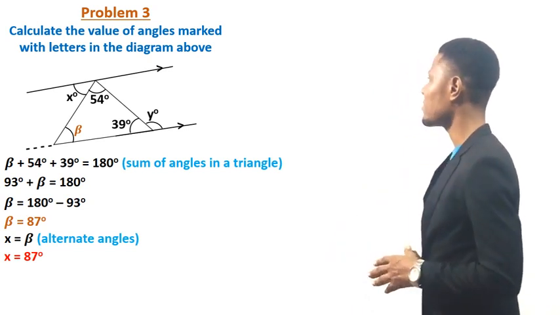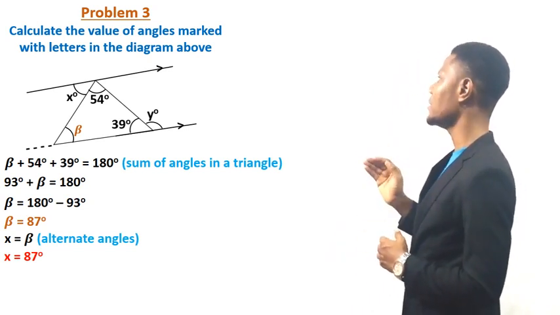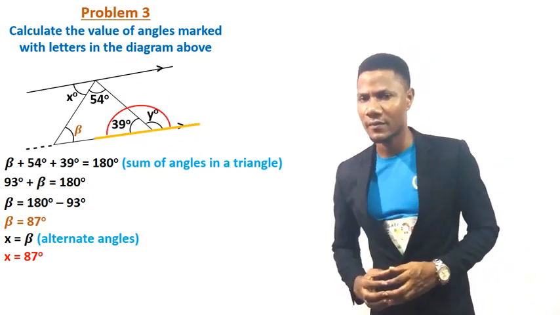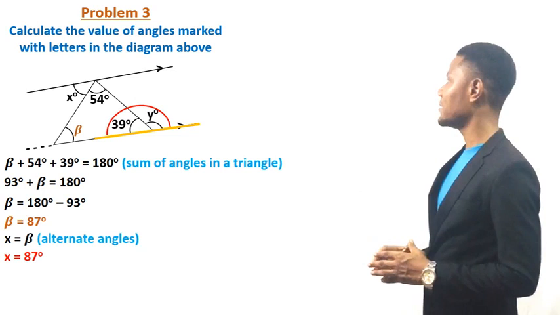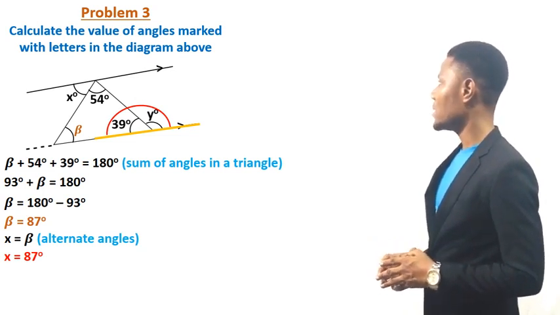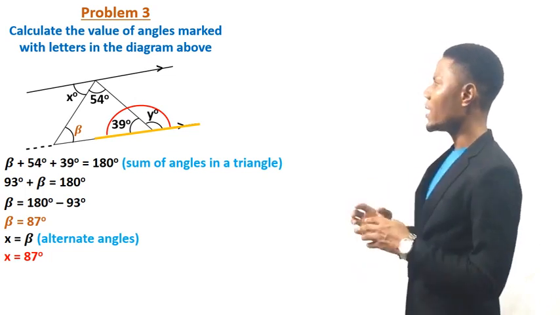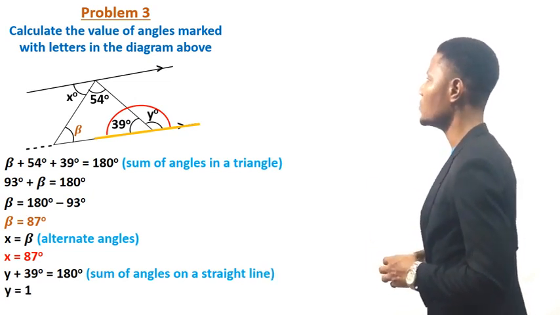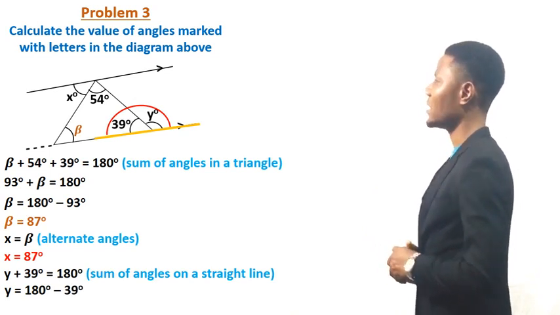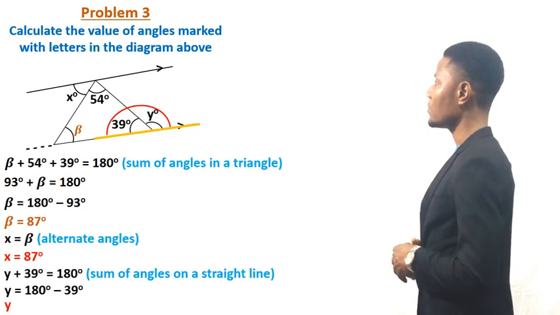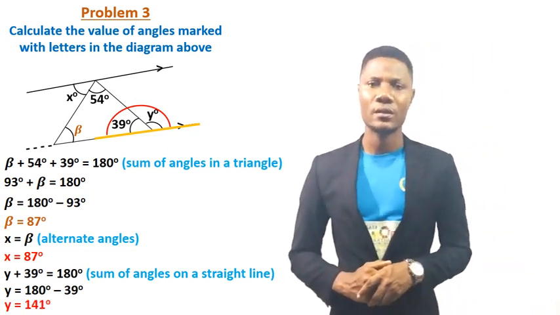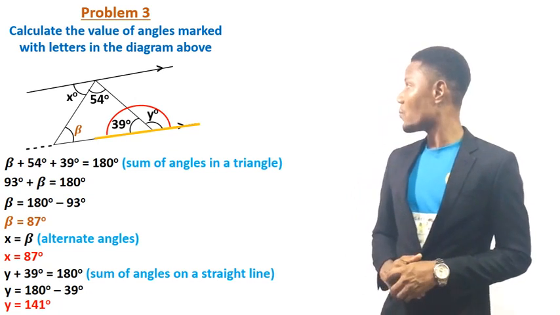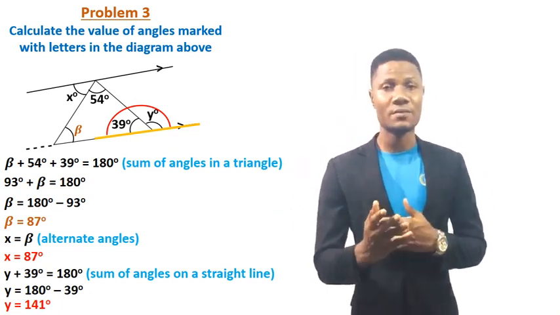Now, in the other letter, we could just go straight. There's a relationship between y degree and 39 degrees. That is sum of angles on a straight line. So y plus 39 degrees is equal to 180 degrees. So y is equal to 180 degrees minus 39 degrees, which is 141 degrees. So our x is 87 degrees and our y is 141 degrees. Let's move to the next problem.